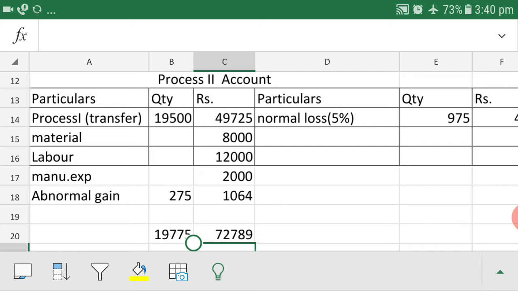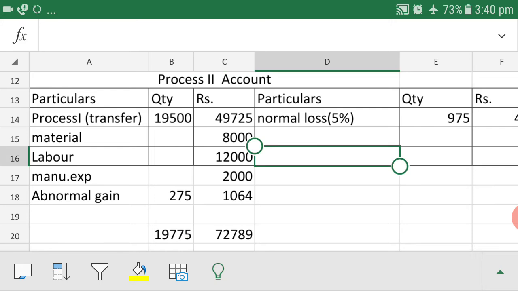Just stop the video and write down these points. You have to go along with me. So the debit side is over, we calculated the total amount. Clear? Now the credit side items are also over.